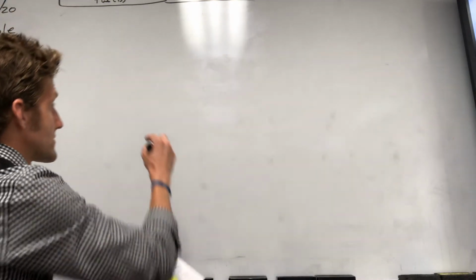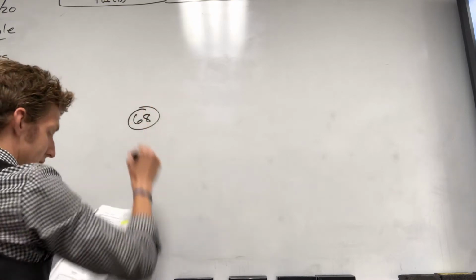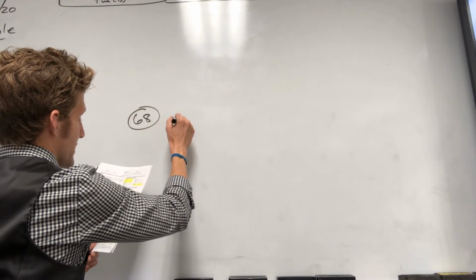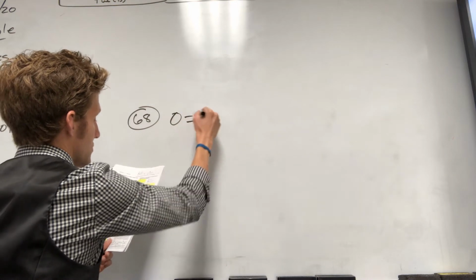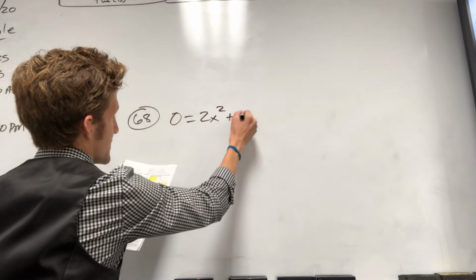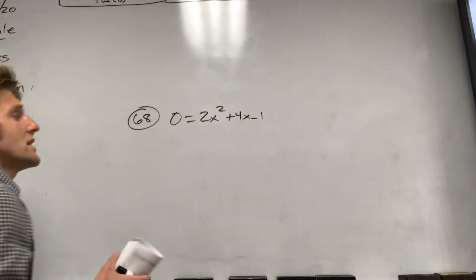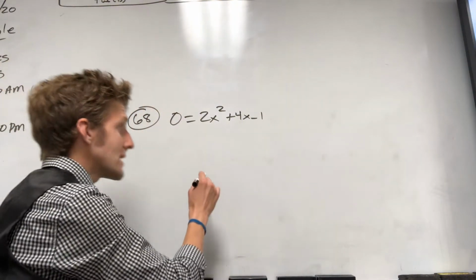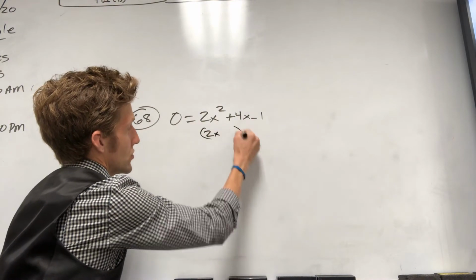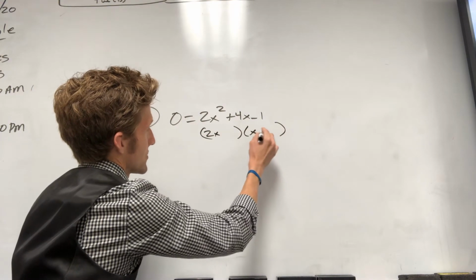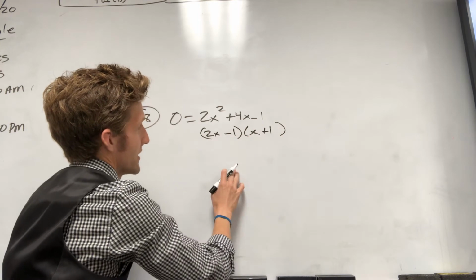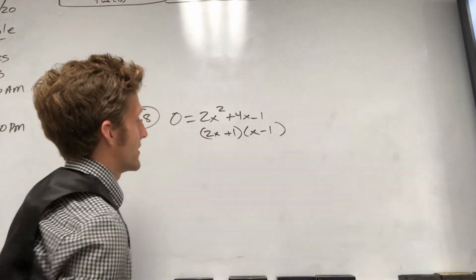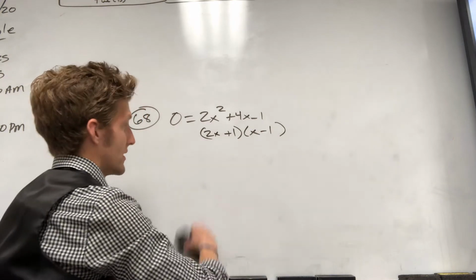68. Find the zeros. Okay, so use the quadratic formula if you have to. Therefore, 0 equals 2x squared plus 4x minus 1. This will not factor. You can check. 2x, well, you can put the +1, -1 there. You get a single x, and with +1, -1 there you get -1x.